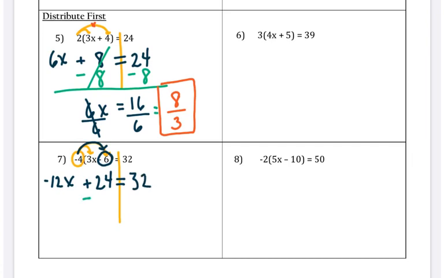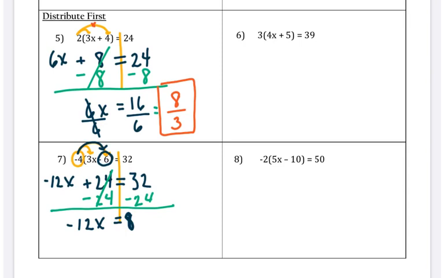So now we need to get x by itself. So to do that, I'm going to move the constant, just like always. That's that number. I'm going to subtract 24. And that leaves me with negative 12x equals 18. No, 8. Sorry, guys. It would be good if I knew how to math. Yep. So 32, we subtract 24. 32 minus 24 is 8.